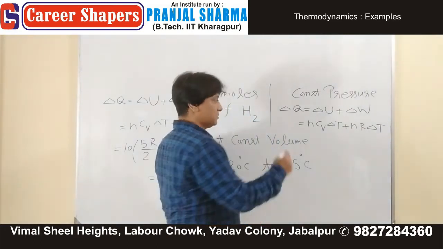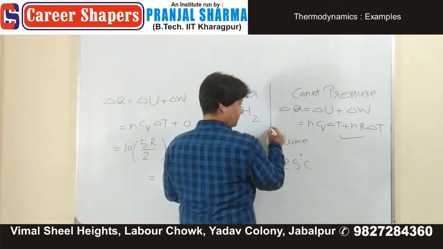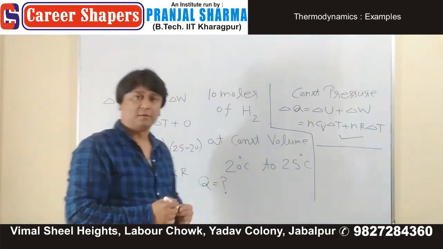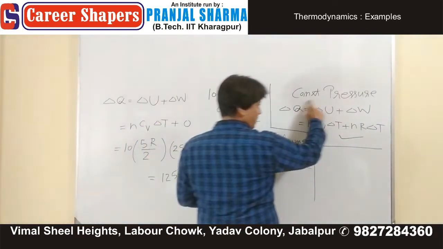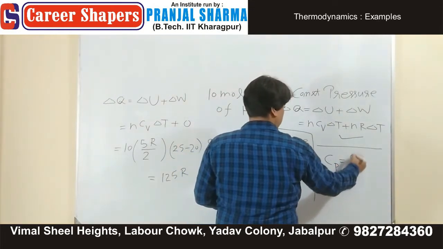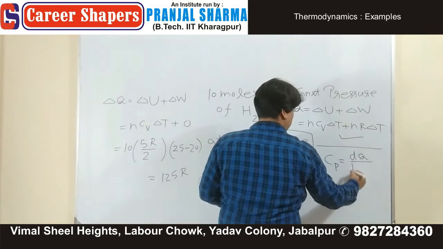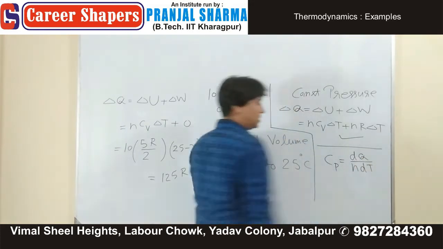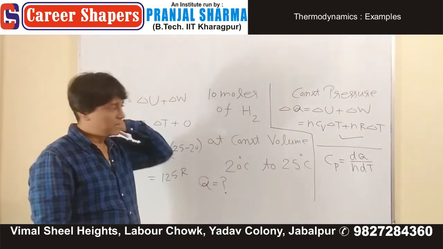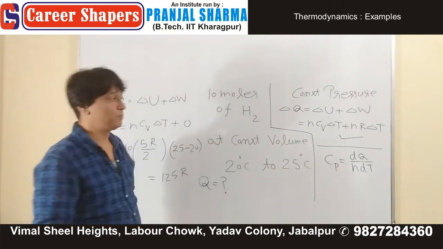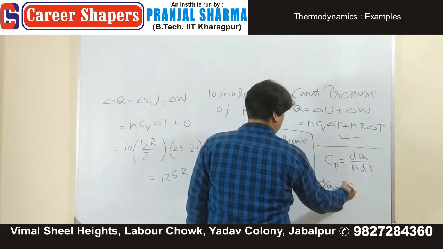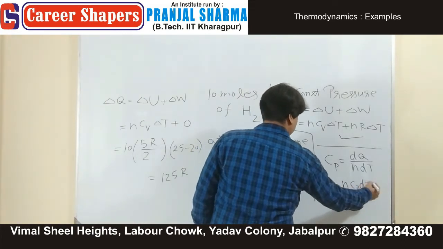But this is correct, but do not prefer this method. The moment they say constant pressure, use Cp. What is Cp? Cp is dq upon n dT. Any molar specific heat capacity is dq upon n dT. The process is at constant pressure, and they are looking for dq. What is dq? n Cp dT.